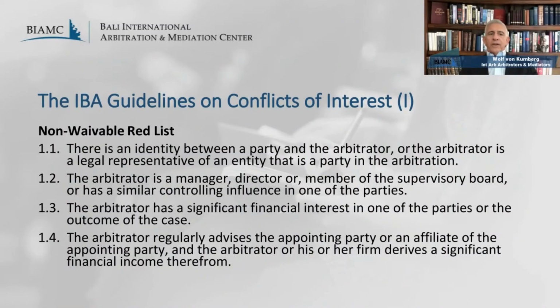So under this, it says that if there is an identity between a party and the arbitrator, or the arbitrator is a legal representative of an entity that is a party to the arbitration, then that arbitrator may not act.